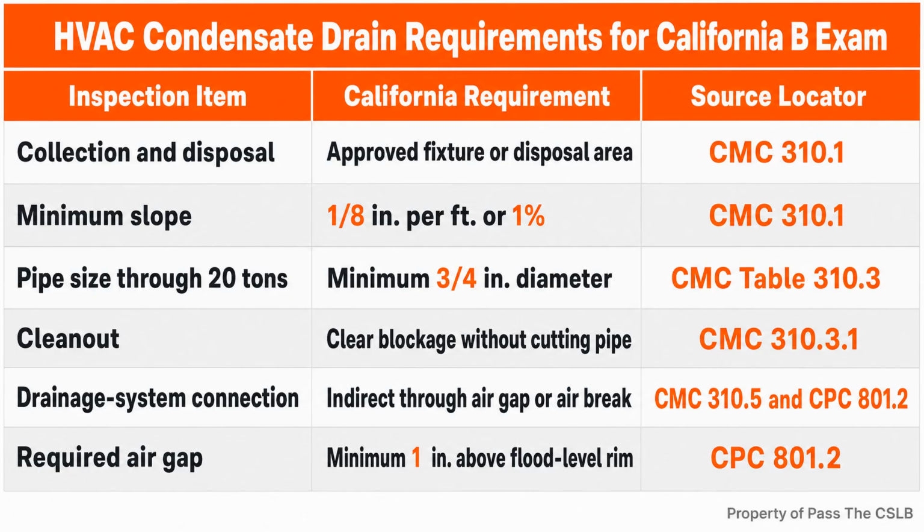I want you to remember the central chain this way. Drain it, separate it, back it up, make failure visible, and leave safe access for service. That is the general building contractor's view of this topic. I'm not asking you to design refrigeration capacity or engineer the equipment. I am asking you to supervise the places where heating, ventilation, and air conditioning work intersects with plumbing, framing, electrical work, finished surfaces, and inspection readiness.